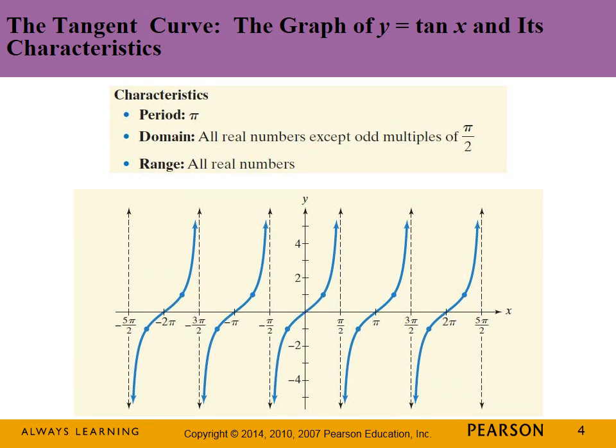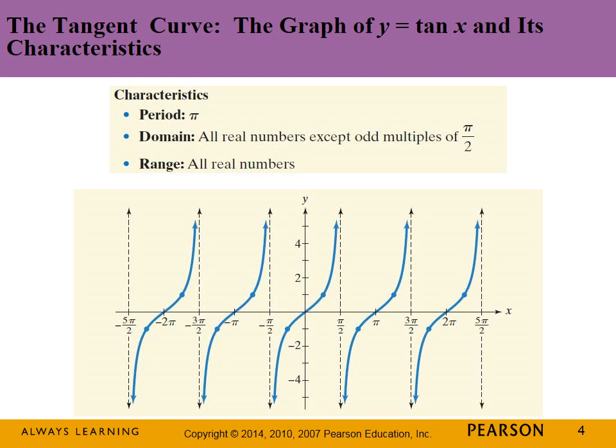Characteristics of the tangent curve: the period is pi. Notice that, for example, the interval from negative pi over 2 to pi over 2 has length pi. And whenever you complete an interval of that length, the graph just repeats itself over and over. The domain of this function is all real numbers except for odd multiples of pi over 2. Those are all the values that are going to make the tangent undefined, because the cosine will be 0 at all those values. And the range is all real numbers.